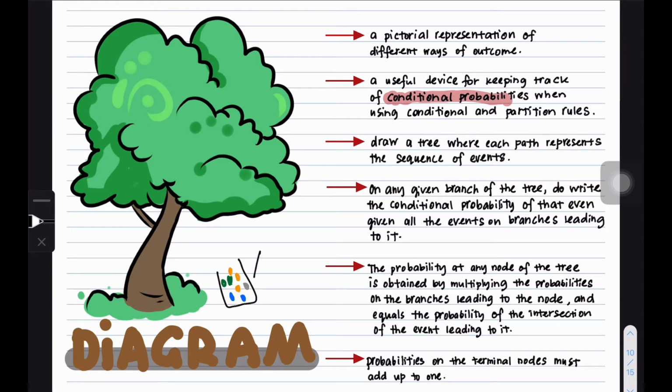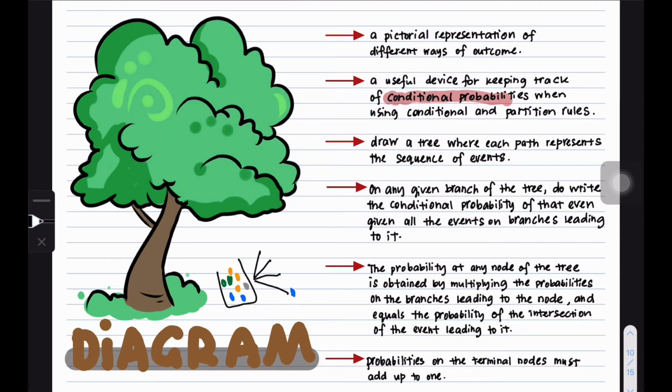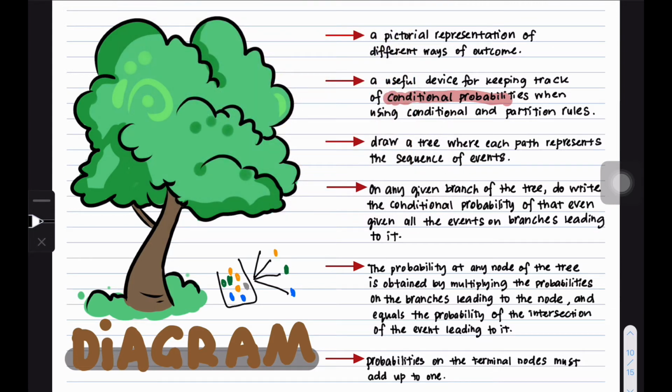It's either you get the green ball, or you get the orange ball, or you get the grey ball, or you get the blue ball. Okay, so ada 4 possibility. Blue, green, orange, and also grey. Okay, so now kita boleh kira probability untuk setiap satu because we know the quantity of the balls inside the box.